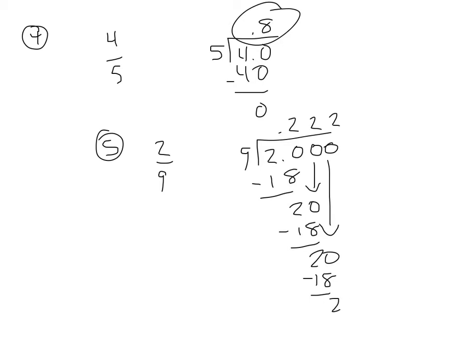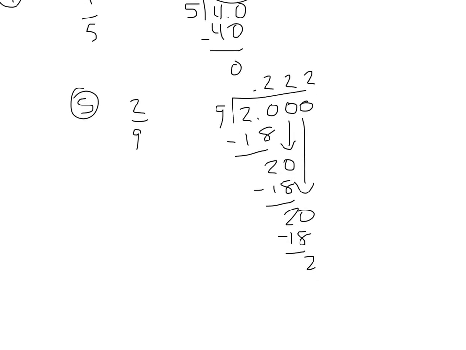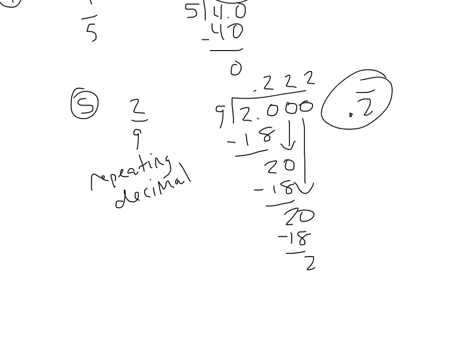And what are we noticing? Well, we have a repeating decimal. Every time you bring down a 0, you're going to get a remainder of 2. So this is a rational number because it's a repeating decimal. That repeating decimal would be written 0.2, with the repeating sign over the 2.